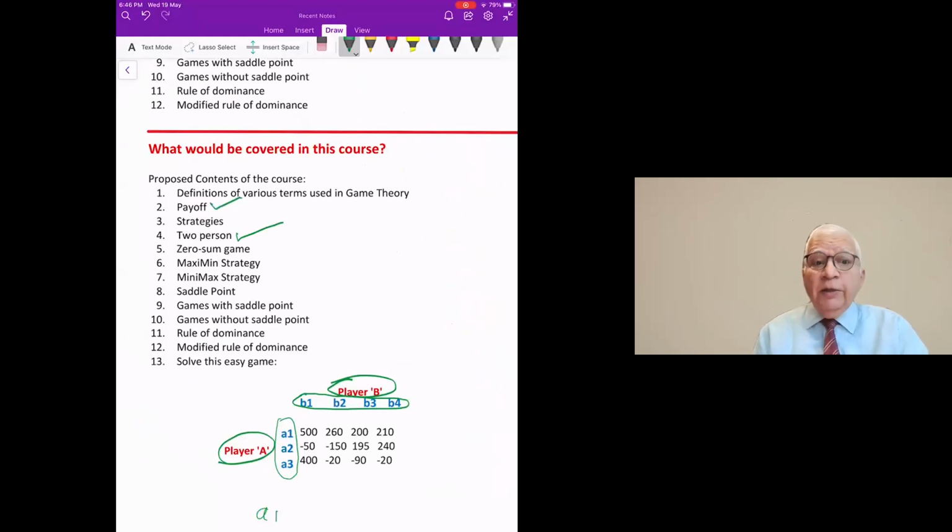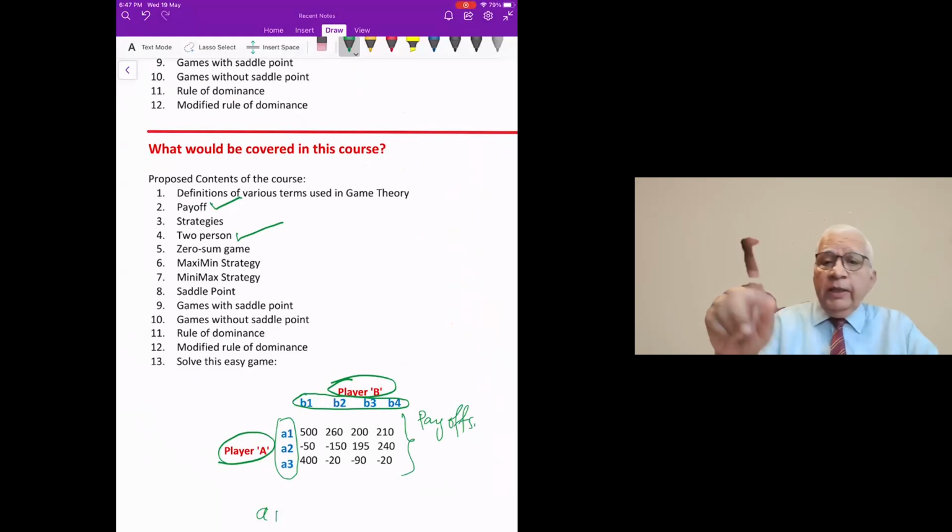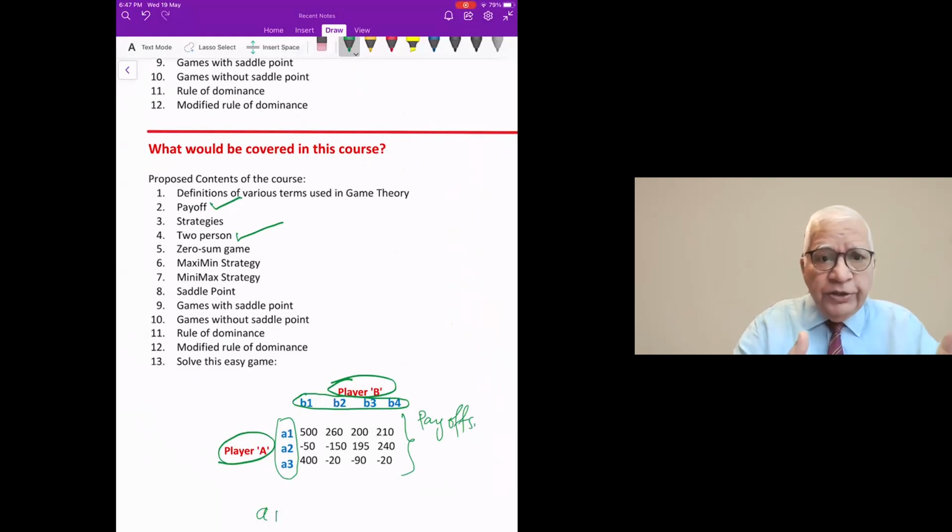payoffs. What are payoffs? Payoffs are the numbers written inside this matrix. See, these are payoffs. Now, for example, let's see the A1 row. So far as player A is concerned, he has three strategies, A1, A2, A3. Corresponding to strategy A1, what are the payoffs? It is indicated in the A1 row as 500, 260, 200, 210. These are the payoffs resulting from player A's strategy being A1.